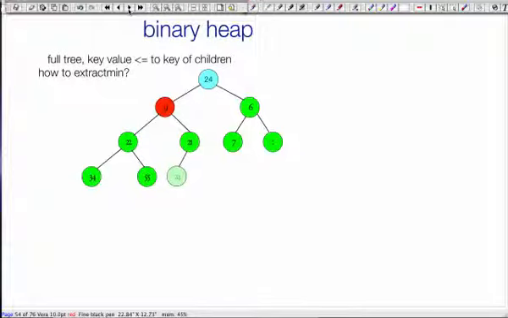And then recursively push this guy down. So 24 is larger than its children, so we have to push 24 down. In this case, we'll switch it with 6, and then we'll switch it with 7, and so forth.